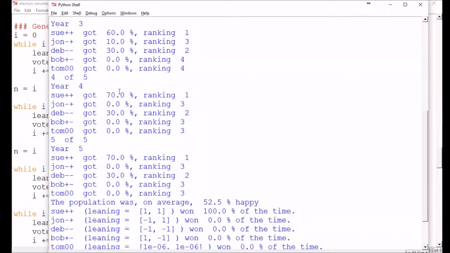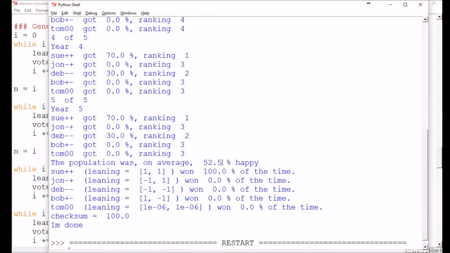So basically, once we get to this point where we have only 2 candidates, or where we have only votes going to 2 candidates, it's basically a stable fixed point. And this, dear children, is how a 2-party system is born. And of course, you notice population not more than about 50% happy.